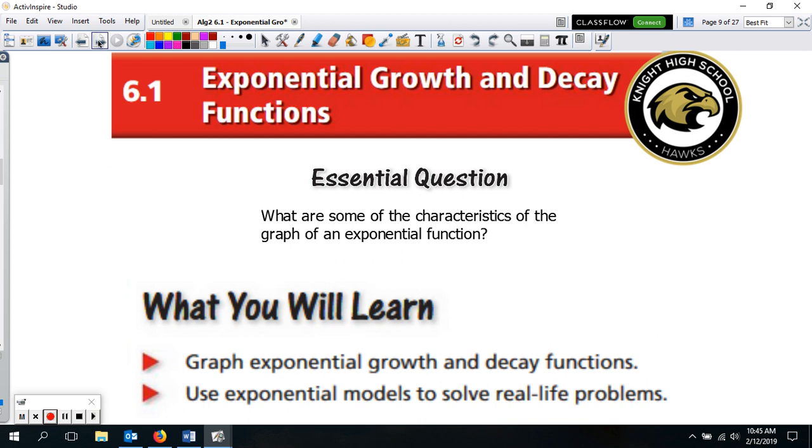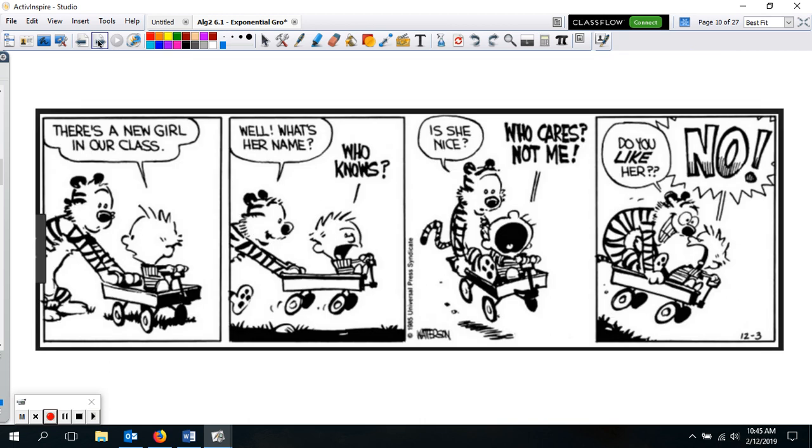All right, so let's take a look at a quick little cartoon from Calvin and Hobbes. We've got Calvin in the little cart there. It says, "There's a new girl in our class." "Well, what's her name?" Hobbes says. "Who knows?" "Is she nice?" "Who cares? Not me." "Do you like her?" "No." So that's Calvin and Hobbes. Remember, Hobbes is his little stuffed animal, but he pretends that he's a real tiger.